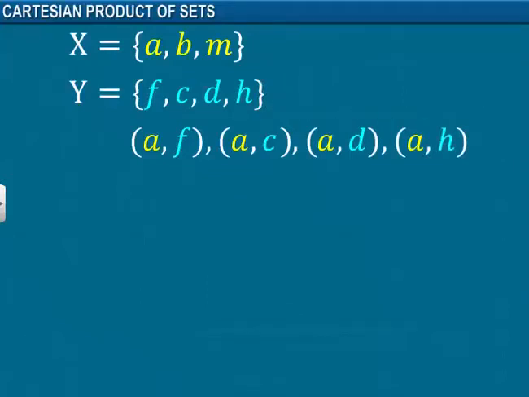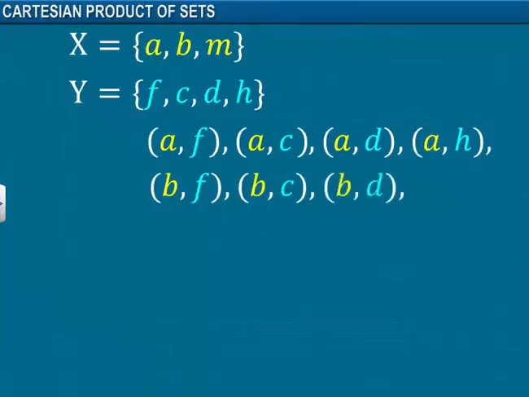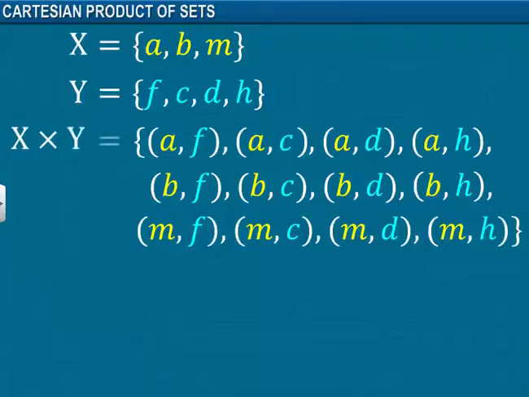Next, take the second element of set X and again keep on changing the second element of the ordered pair from set Y till they get exhausted. Continue in this manner till all the elements of set X get exhausted. This is the Cartesian product of sets X and Y and is symbolically denoted by X cross Y. Let us take one more example.